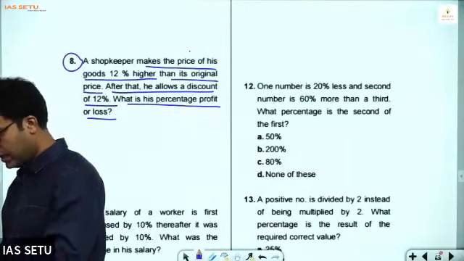12% higher, 12% discount. Okay, formula plus minus x, so plus 12, discount means minus 12, plus 12 into minus 12 upon 100%. 12 into 12, 144, plus into minus, minus 144 upon 100, so minus 1.44%. So here there is a loss of 1.44%. Formula. Now PCZ, start with 100.